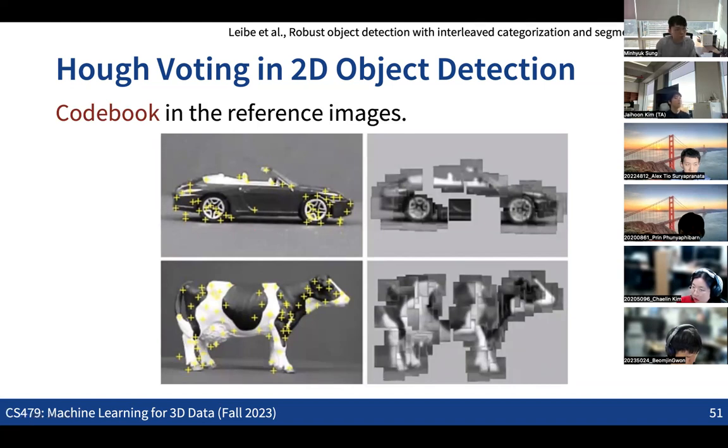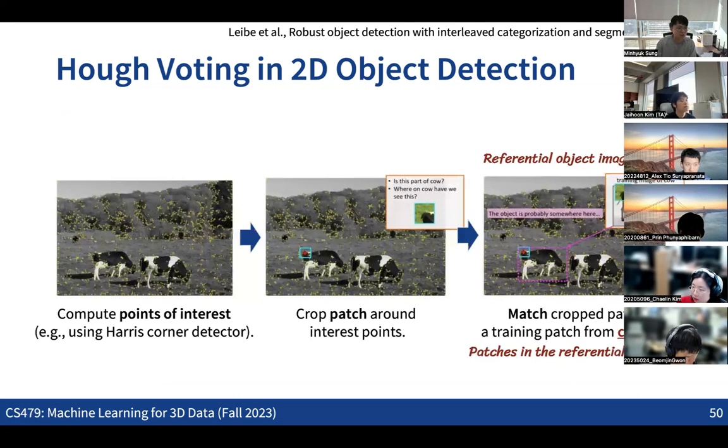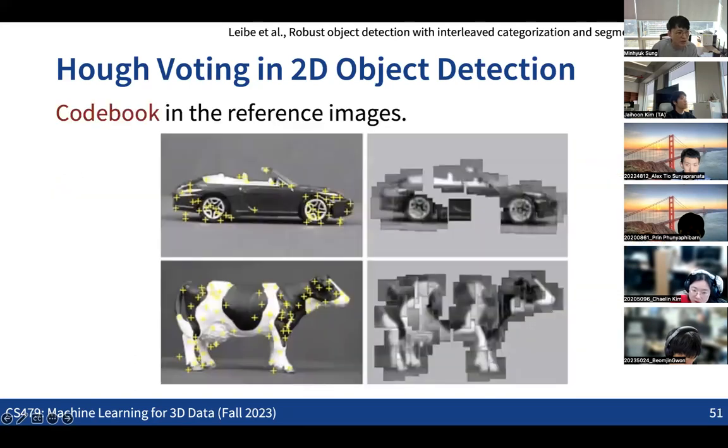So we compare the patch that we extracted with one of the items in the code book. If the cropped patch matches one of the items in the code book, then we can say that, yeah, this might be a patch that really belongs to the object we have in the reference set, right? And for all the patches in the reference set, we know where the center of the object is located with respect to the location of each patch.